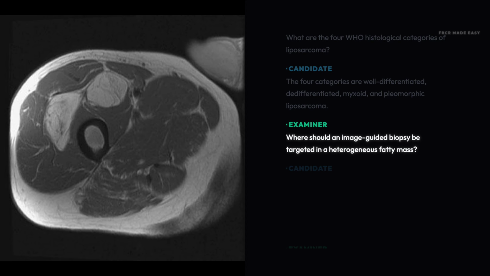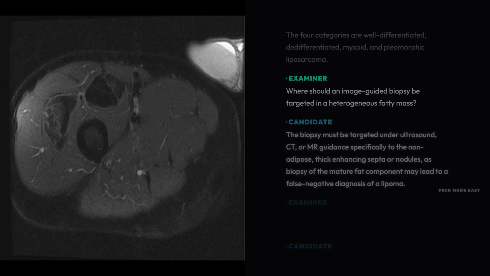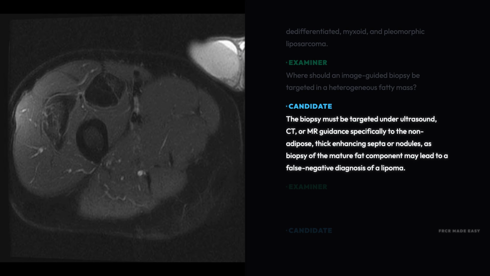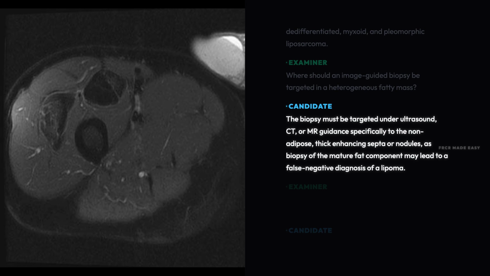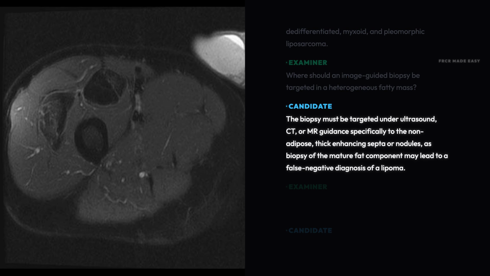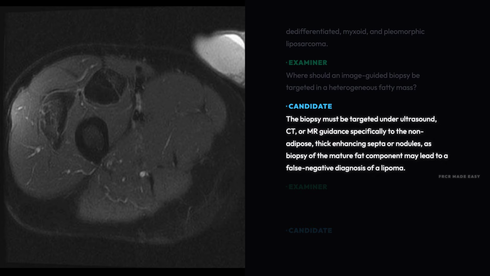Where should an image-guided biopsy be targeted in a heterogeneous fatty mass? The biopsy must be targeted under ultrasound, computed tomography, or magnetic resonance guidance, specifically to the non-adipose, thick-enhancing septa or nodules, as biopsy of the mature fat component may lead to a false negative diagnosis of a lipoma.